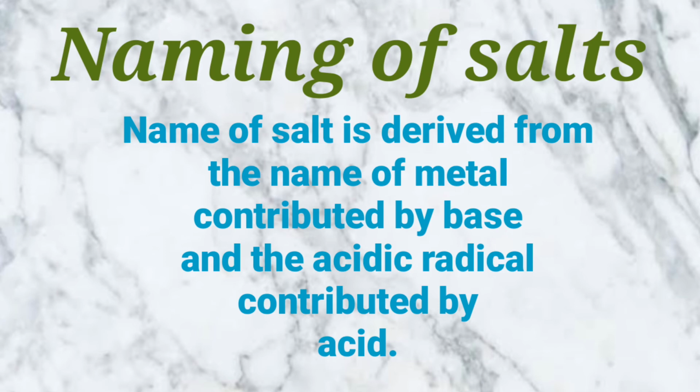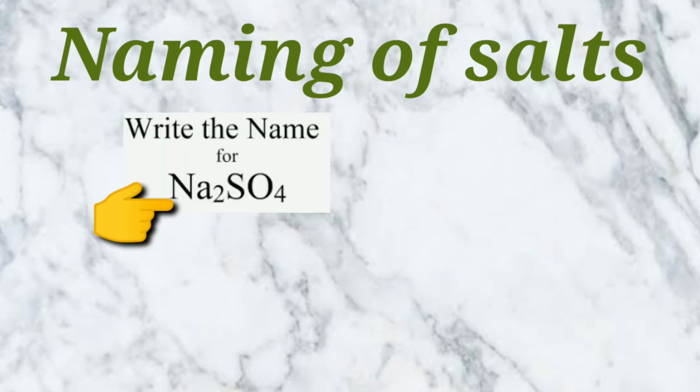So the name of a salt is derived from the name of the metal that is contributed by the base, and the acid radical that is contributed by the acid. So these two parts always constitute the name of salt, that is basic radical comes from the base, that is the metallic part, and the acidic radical that comes from the acid, that is the acidic part. Suppose you have to write the name of the given compound Na2SO4. So how will you write the name?